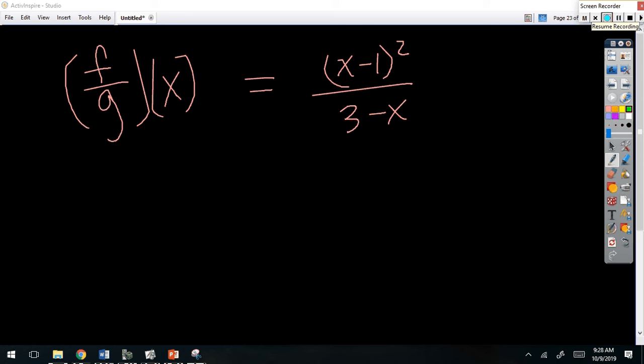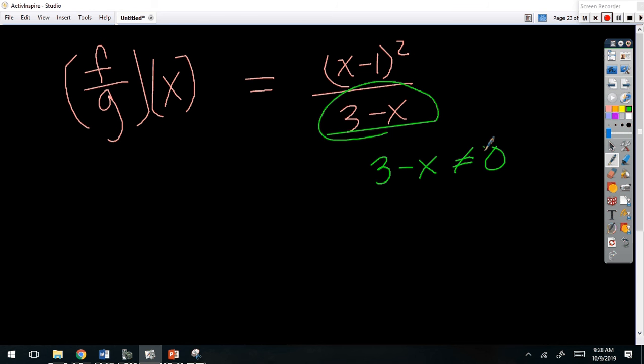Domain restrictions here. f doesn't have any restrictions and g doesn't have any restrictions, but when I put them together in division, they do. And they do because why? This can't be 0. So what value, if I plugged in here, would make that be 0? 3. You can look at that one and tell, right? x cannot be 3. How do I leave that out of the domain? How do I write a domain that leaves out just the value of 3? Negative infinity to 3, union 3 to infinity. Yes.